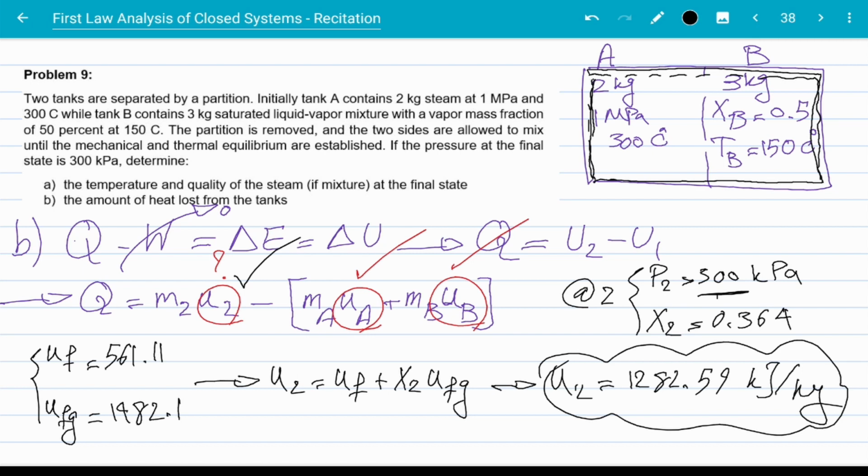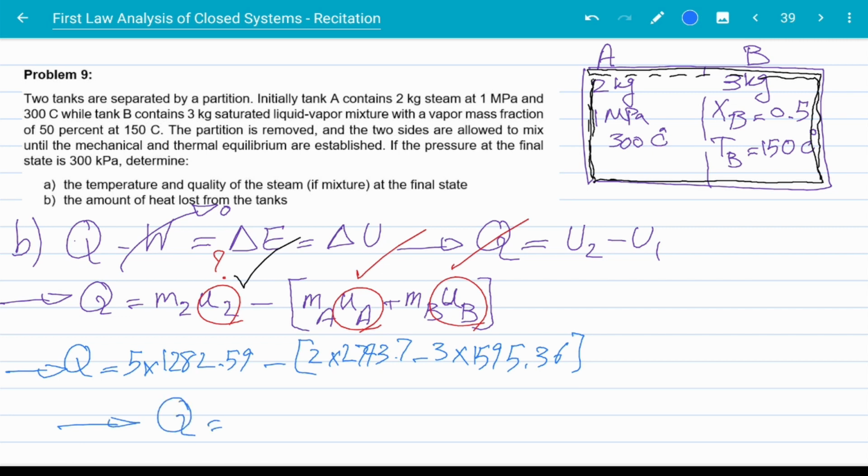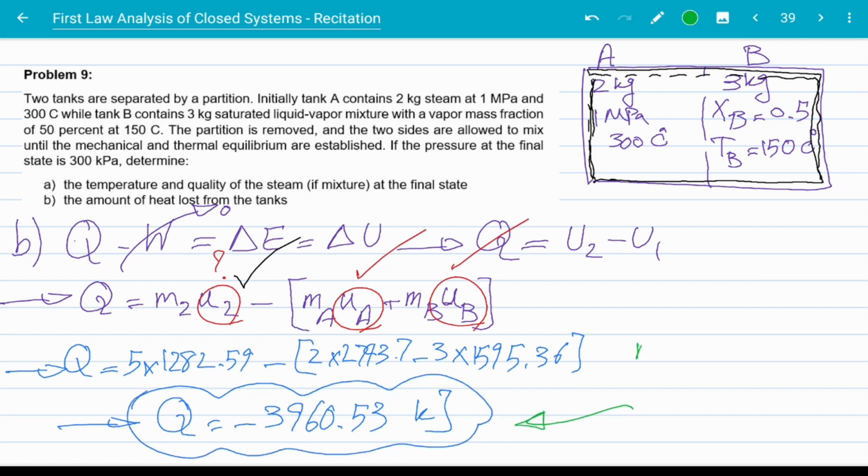I can plug everything back into my equation. Mass 2 is mass A plus mass B, which is 5 kilograms, times U2, we just found it, 1282.59, minus mass A is 2 kilograms times U of A, 2793.7, minus mass B, 3 kilograms, times 1595.36. Now, when you do the math, you get that Q is minus 3960.53 kilojoules. Now, the minus sign means heat loss. Negative sign means heat loss. The system is losing heat during the process.